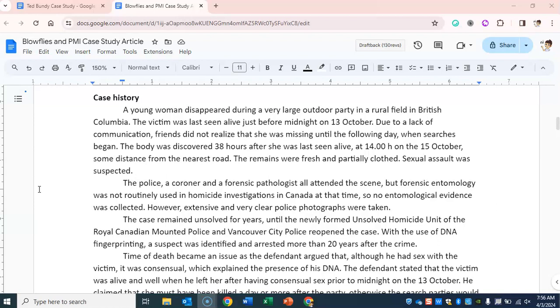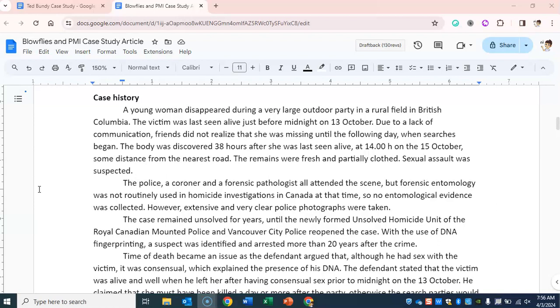The remains were fresh and partially clothed. Sexual assault was suspected. The police, a coroner, and a forensic pathologist all attended the scene, but forensic entomology was not routinely used in homicide investigations in Canada at that time, so no entomological evidence was collected. However, extensive and very clear police photographs were taken.